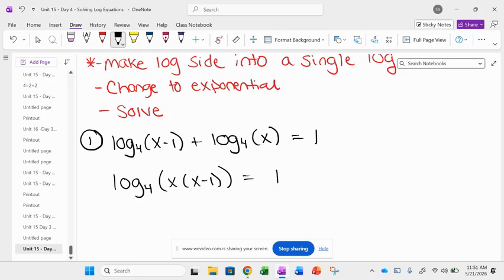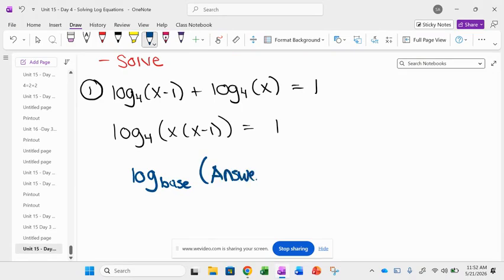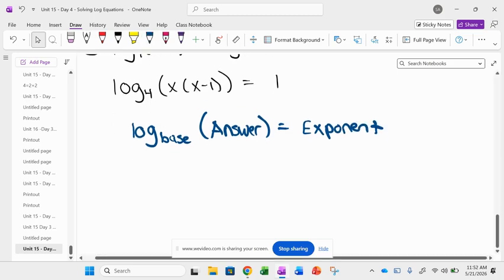It's not log equals log anymore. It's log equals number. Well, can I change every log into an exponential? And can I change every exponential into a log? So that's what we're going to do. We're going to change this into an exponential. So remember, when we have a log, it's log base, our argument is our answer, and it equals our exponent. So when I go to change this into an exponential, it's going to be 4 raised to what power?